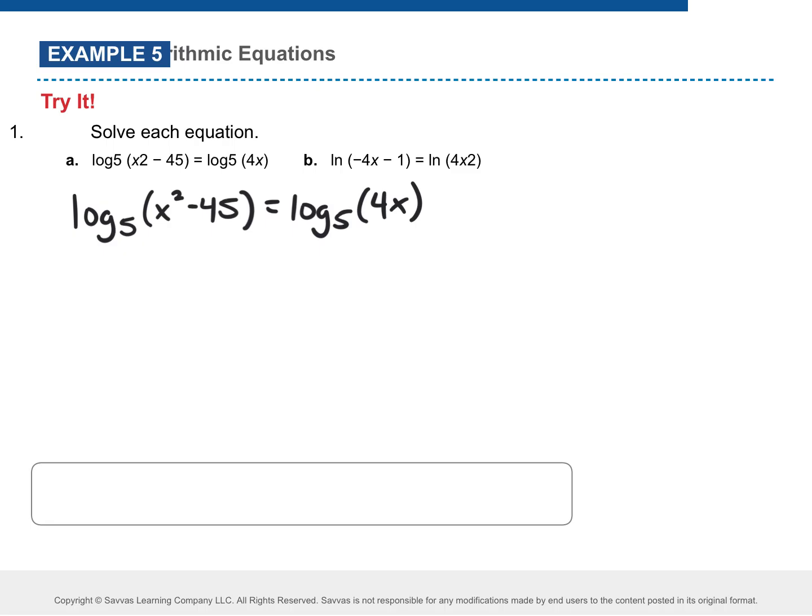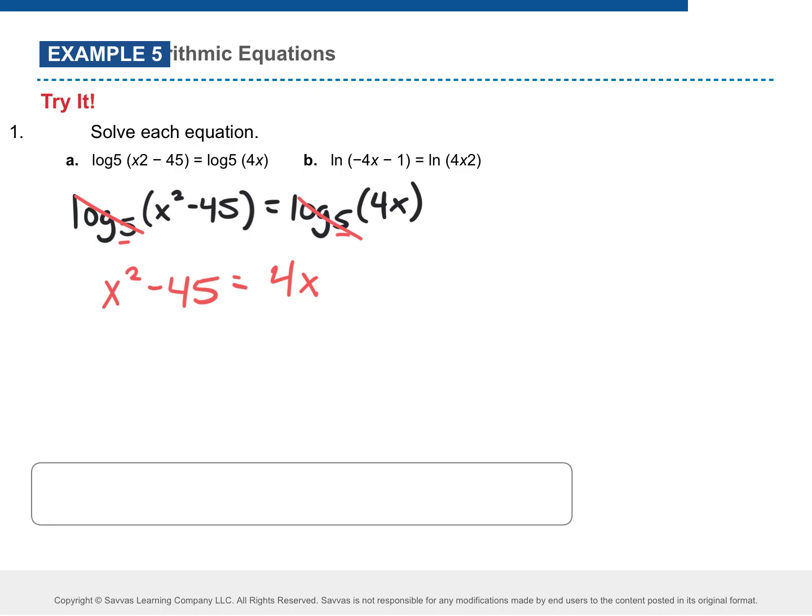What do you notice about both sides of the equation? Right, look at the base. What's the base? Base is 5. It's the same on both sides, so what can I do with those? Yep, cancel. So I'm left with x squared minus 45 equals 4x.